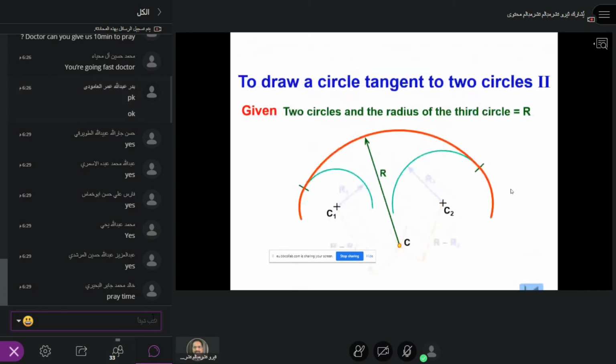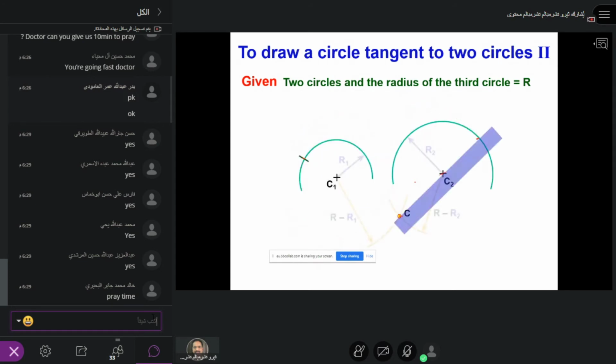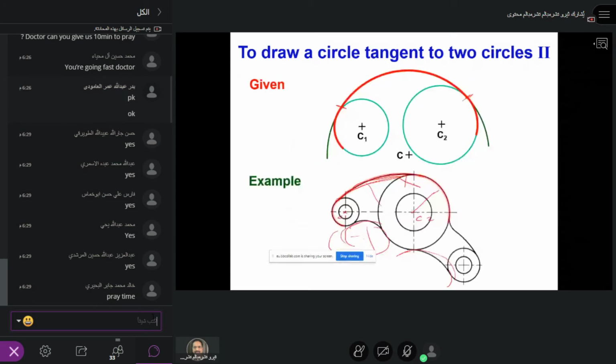Then the third method is another one. Here we are making a bigger circle and another circle. These two tangents we are trying to draw could be equivalent to, in this case, probably this one maybe. Okay, just check it.